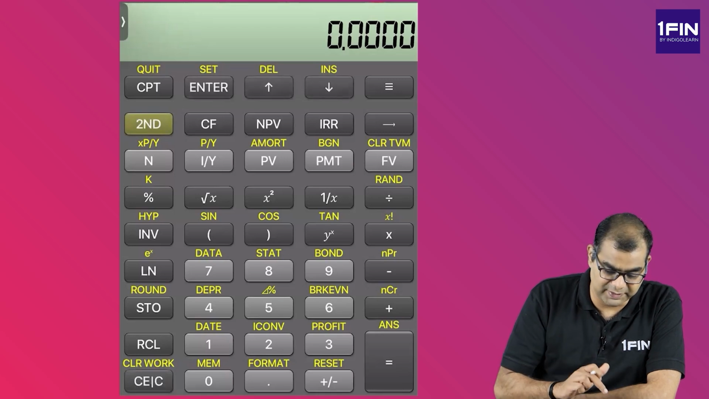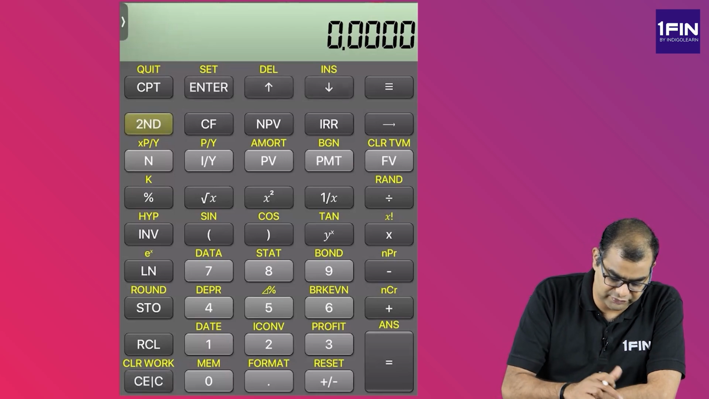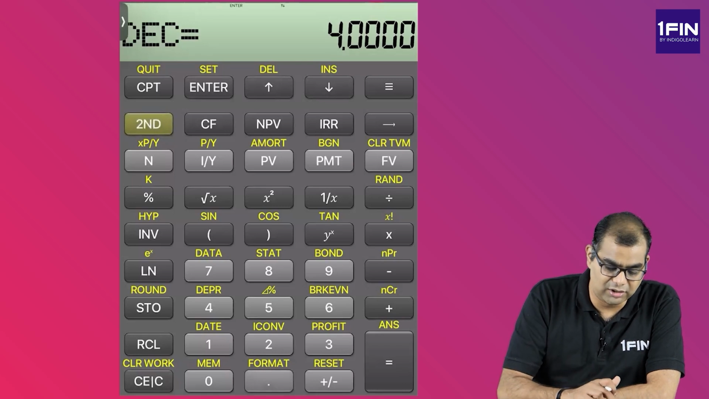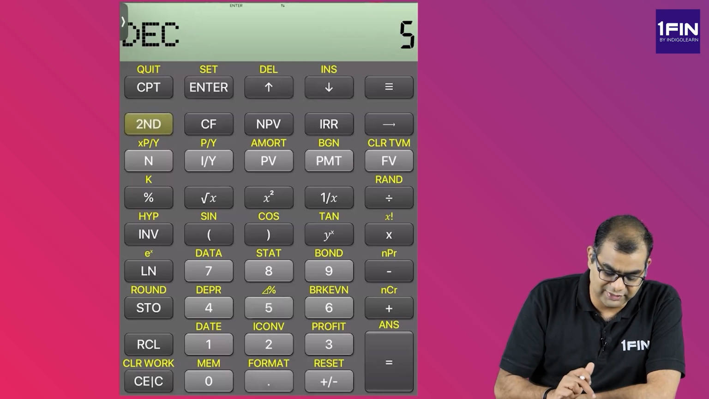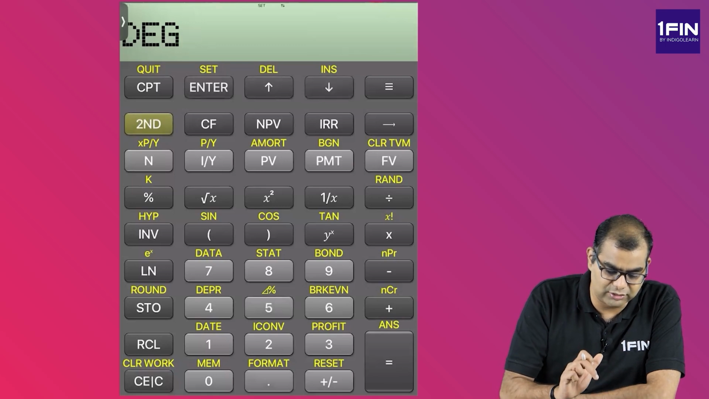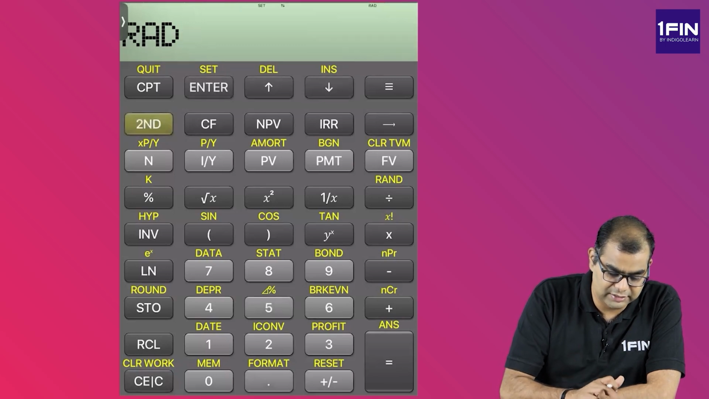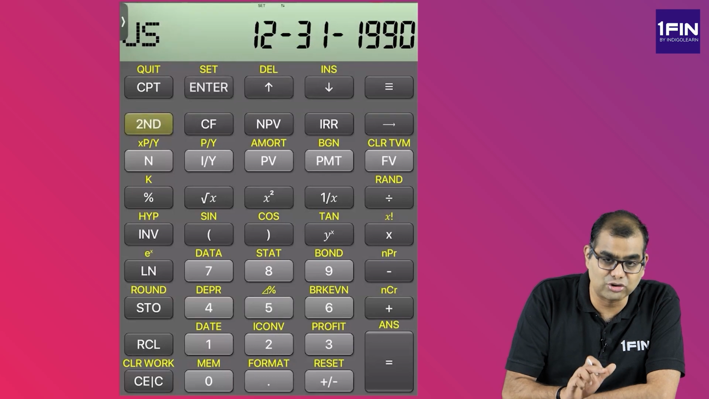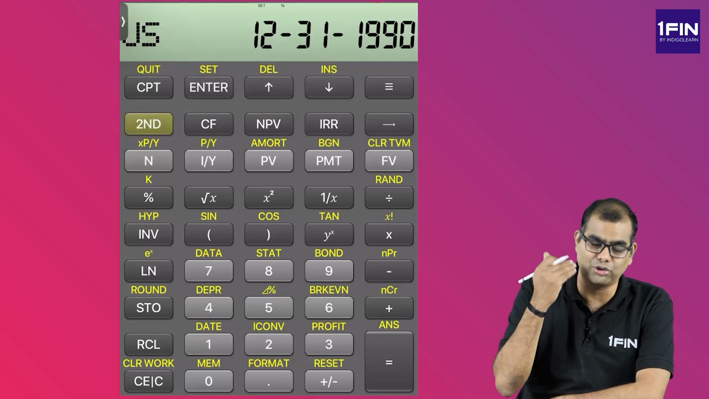Or when you want to move something up and down, second enter and then up and down it comes out. Specifically what I am referring to, let's say format. Here decimals 4. Now, if you want to change it to 5, you have to press set and then down arrow, then degree, or radian or degree. So when you press set enter, it shows the various options under it. Let's say euro. So second enter, it shows you US, so on and so forth. So second enter is basically for showing you options.